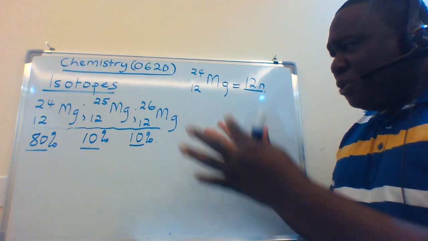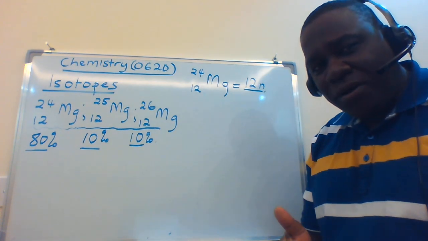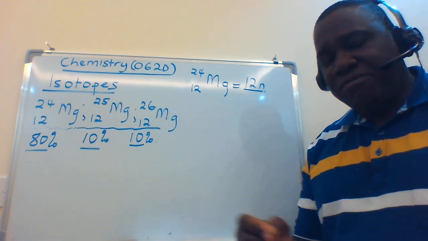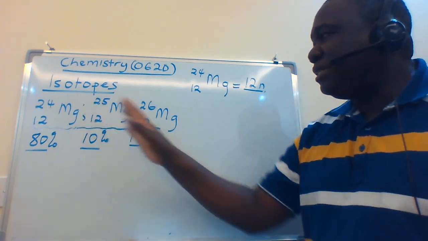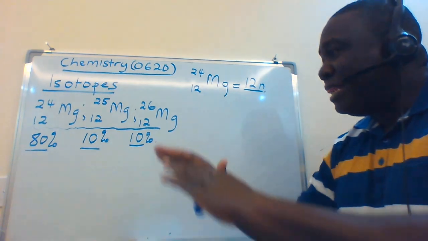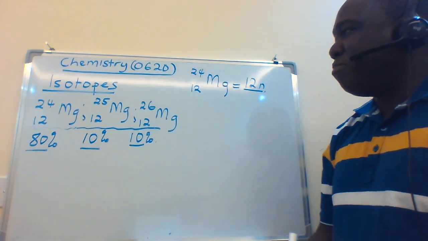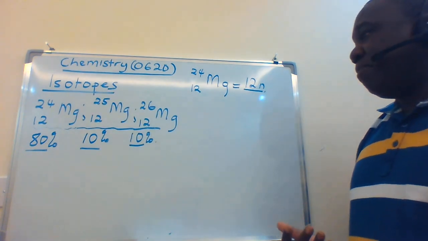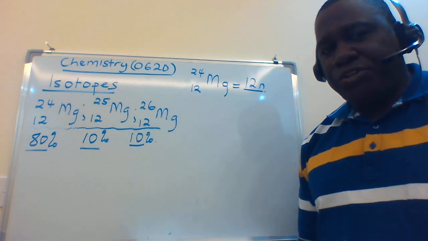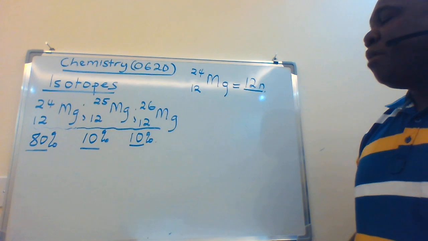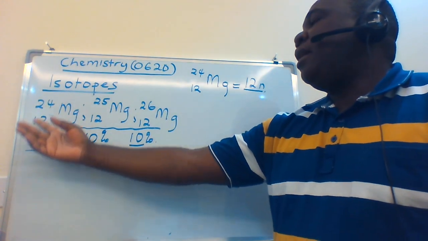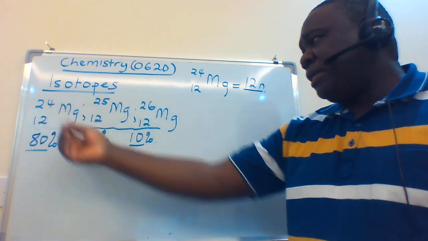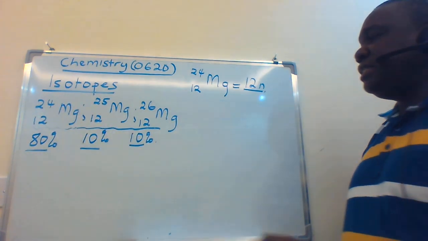So you could get a question at O level or at AS. AS, I'm referring to chemistry 9701. You could be asked, how would you find the relative atomic mass of these three atoms of magnesium? It's a very simple mathematical procedure that we can do here. Because we have been told that, okay, magnesium 24 is 80%.